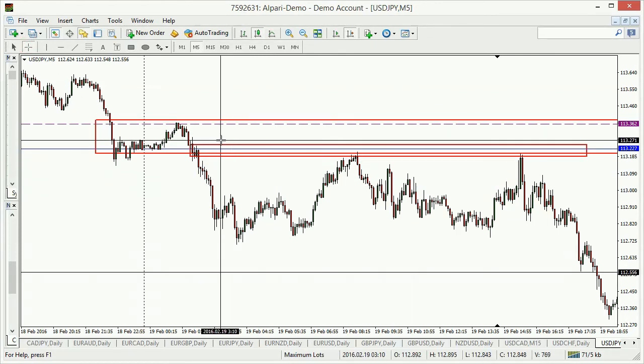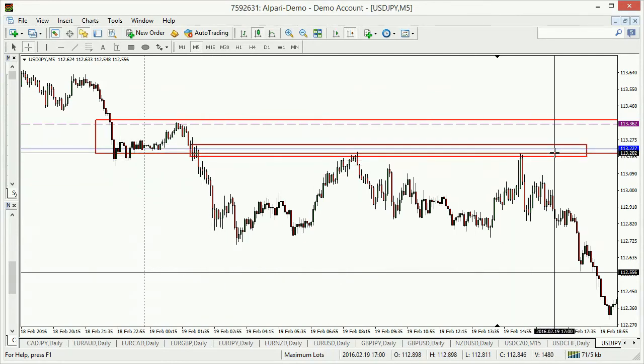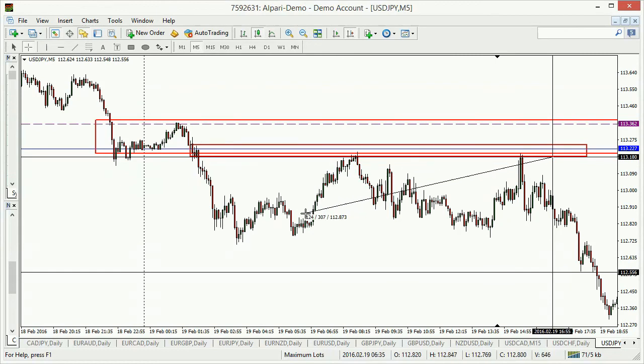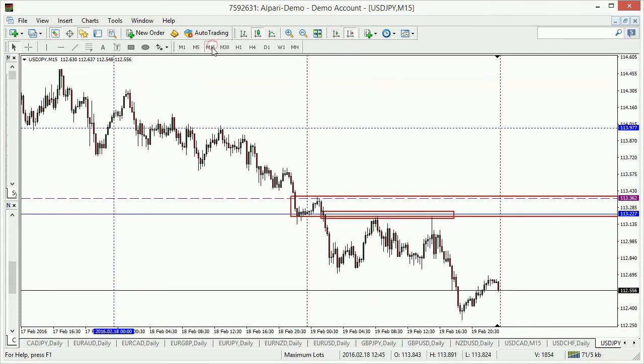So not only have you got H1 supply, you've got 5-minute supply sat inside it, and we call that supply and demand fractal. It's basically a level within a level. So that's what got me interested in the trade, and that is why I went short. And you can see what happened after that. So that was another trade.